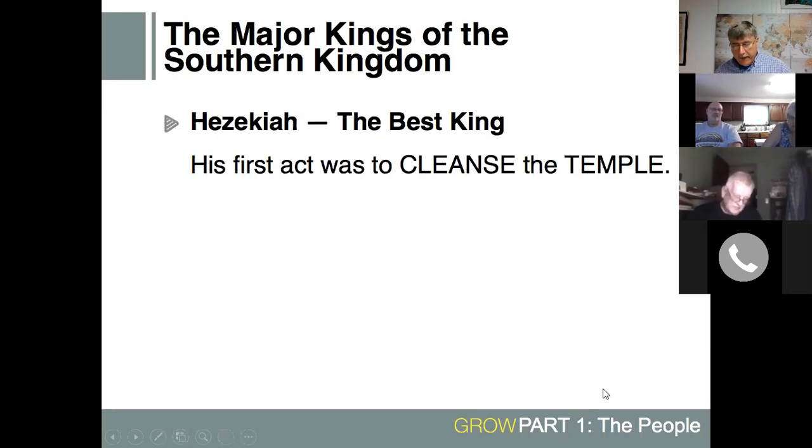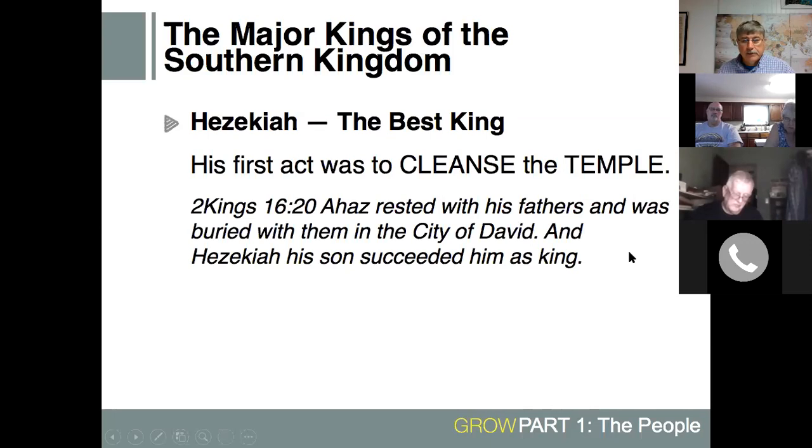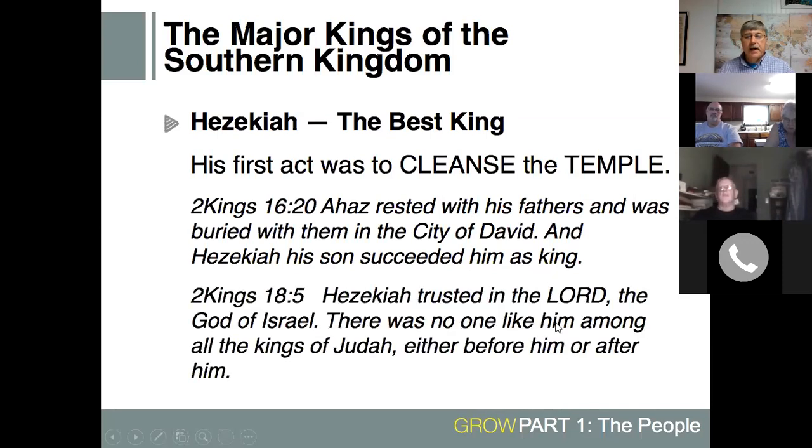So he came along after there was a couple bad kings. This is a little bit later. Hezekiah was the king at the same time that Isaiah was the prophet. So Ahaz rested with his fathers and was buried with them in the city of David, and Hezekiah his son succeeded him as king. Hezekiah trusted in the Lord, the God of Israel. There was no one like him among all the kings of Judah, either before or after him. So 2 Kings 16:20 and 2 Kings 18:5.